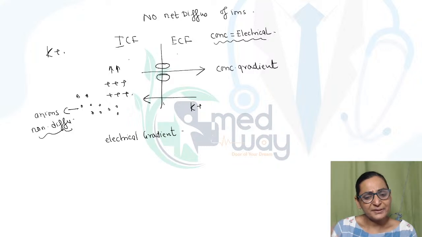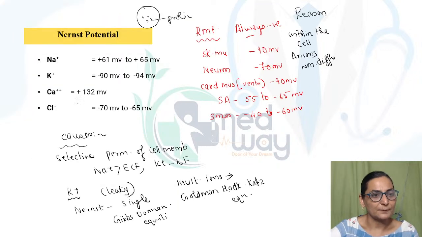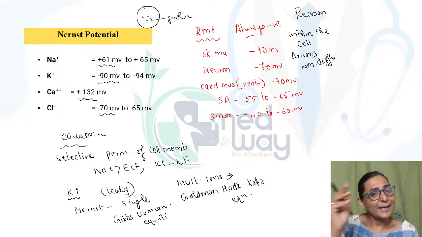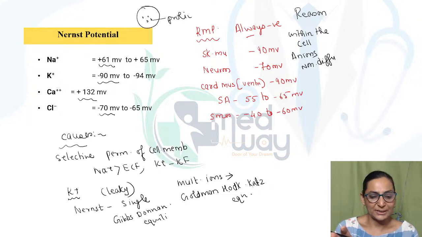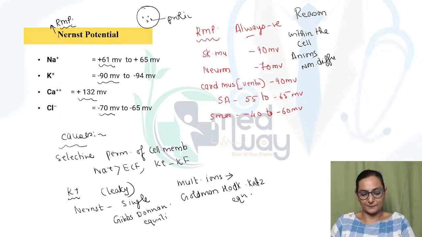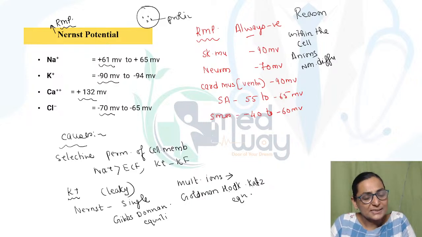Okay, so every ion has got its own Nernst potential, like potassium -90, chloride -70, sodium +61, calcium +132. Every ion wants that its Nernst potential should be equal to the resting membrane potential, but that does not happen. Why does it not happen?